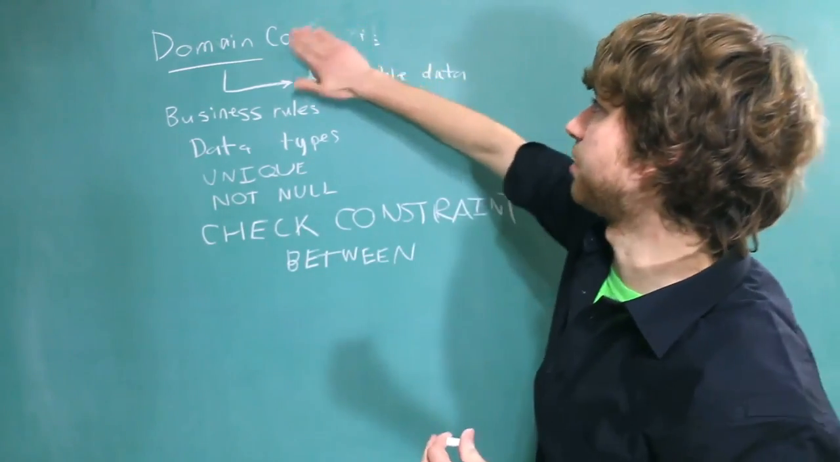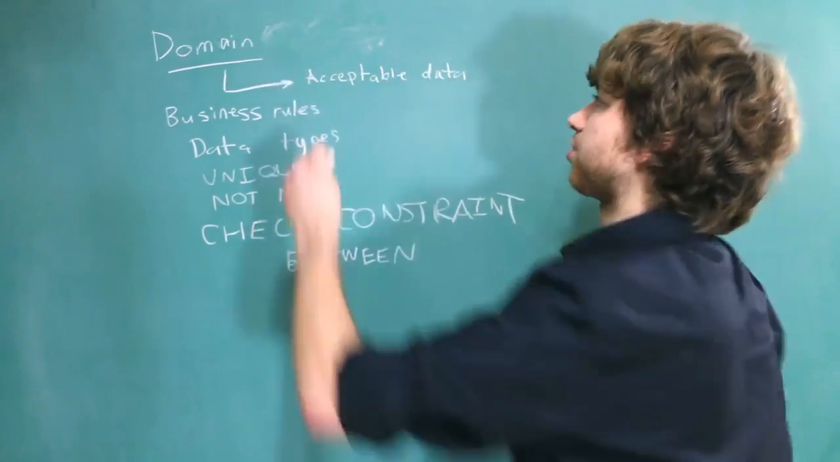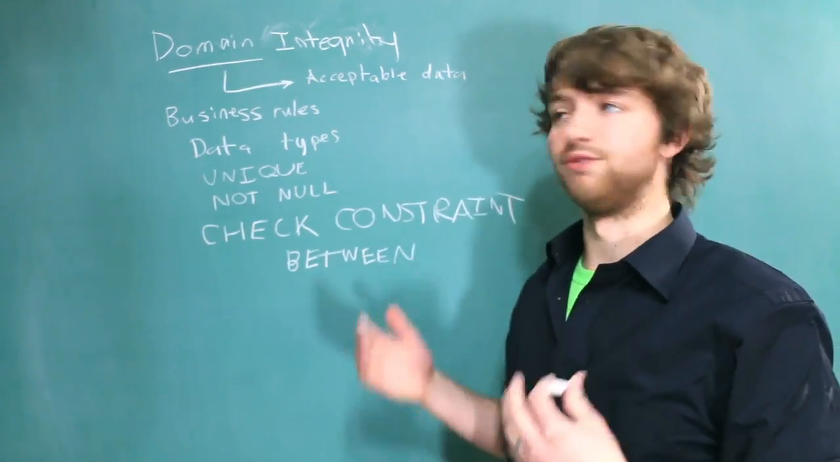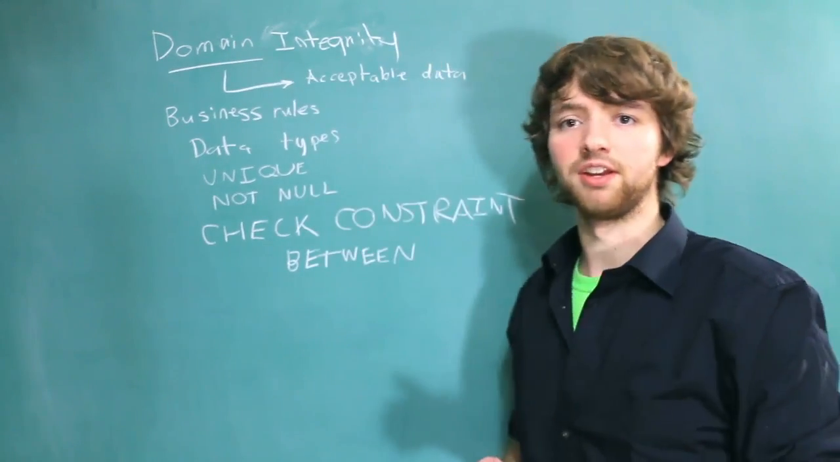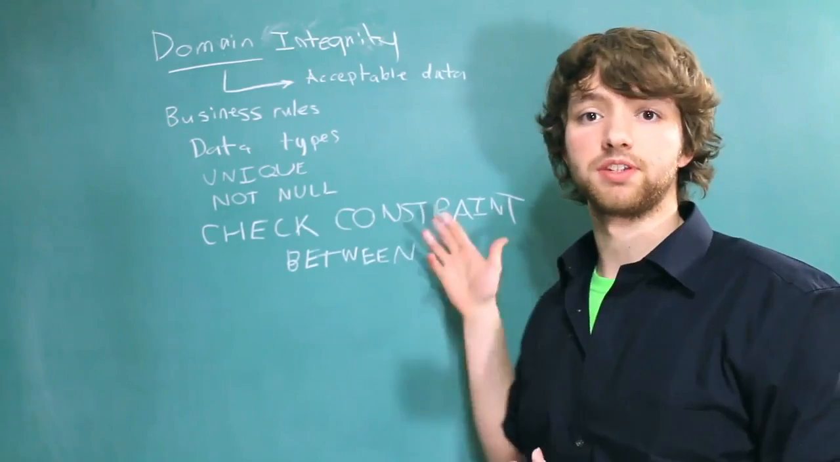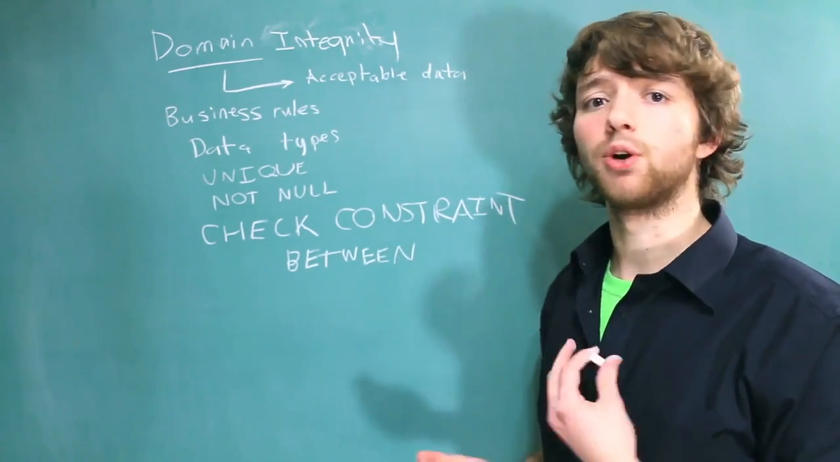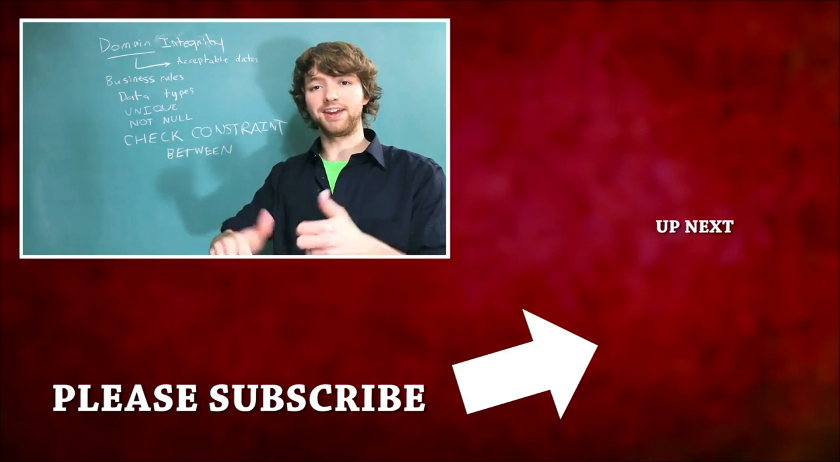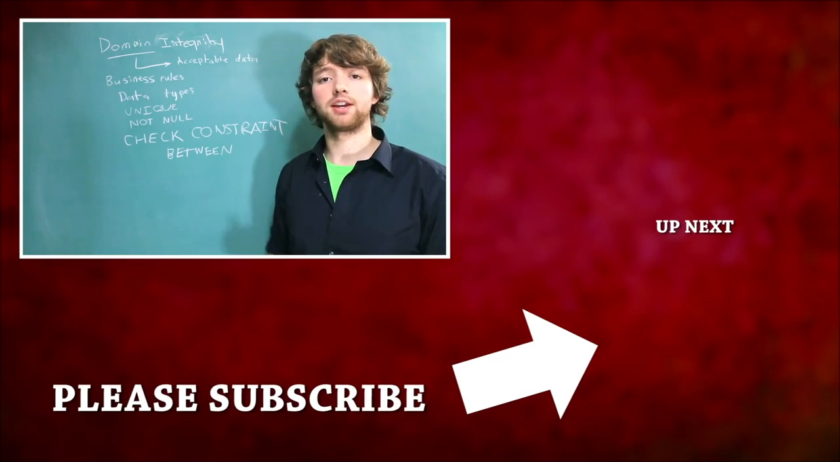I wrote constraints up here, but more generally, this should be integrity. And then these are examples of constraints we can use to force domain integrity. Making sure we have the right data type and the right constraints, as well as all of the specific check constraints, is really all we're going to need to make sure our domain integrity is a-okay. That really sums up everything I've got to say in this video.